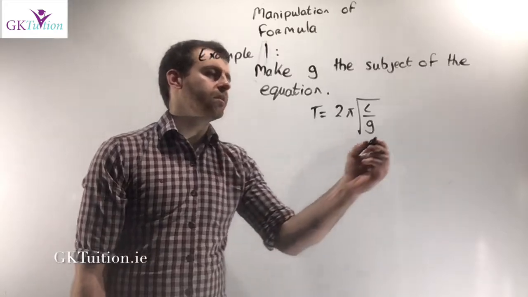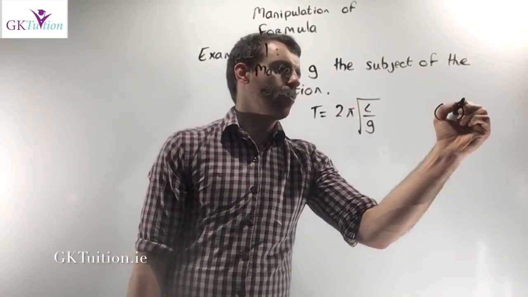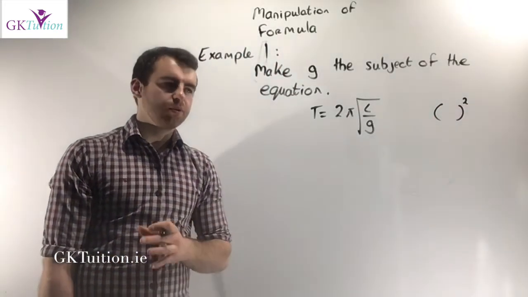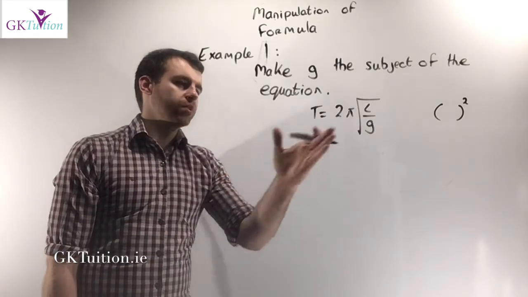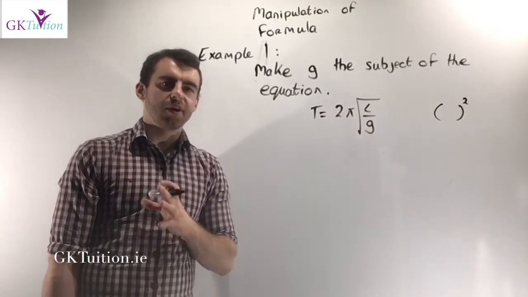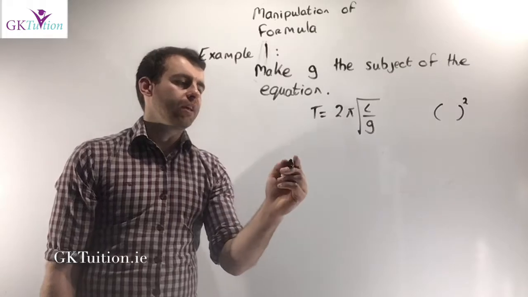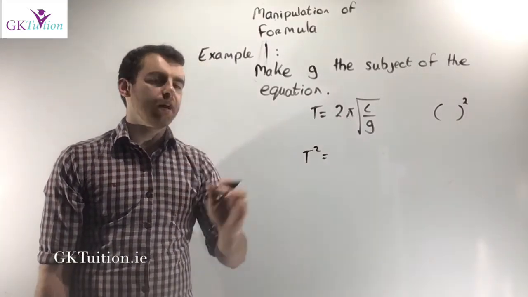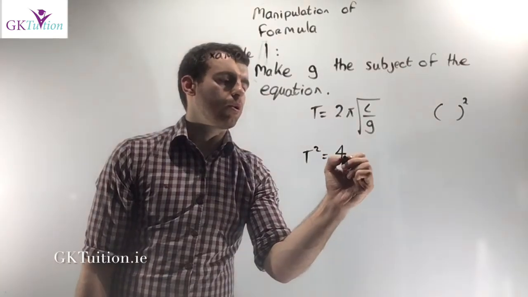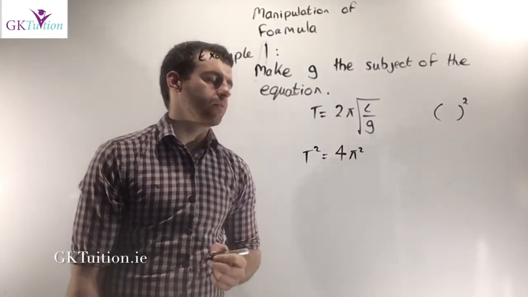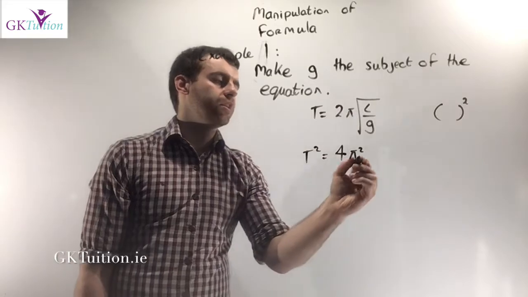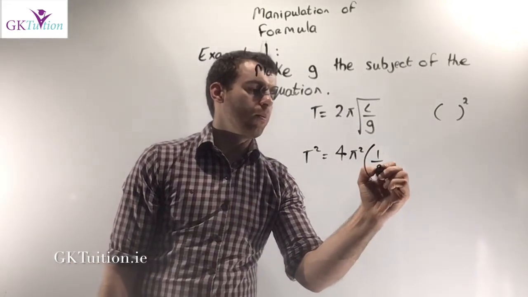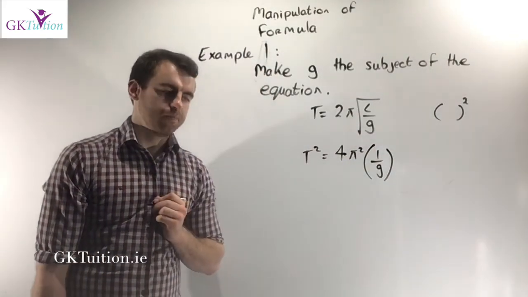In order to eliminate a square root, you need to square it. If I square a square root, it'll be gone. If I want to square this to eliminate the square root, I have to square everything. So t squared will just become t squared. 2 pi multiplied by 2 pi would become 4 pi squared. The square root of L over g, squared, will simply become L over g.